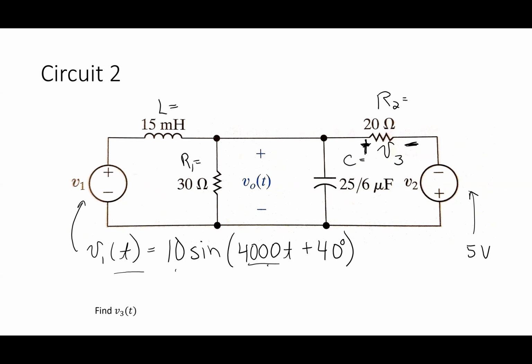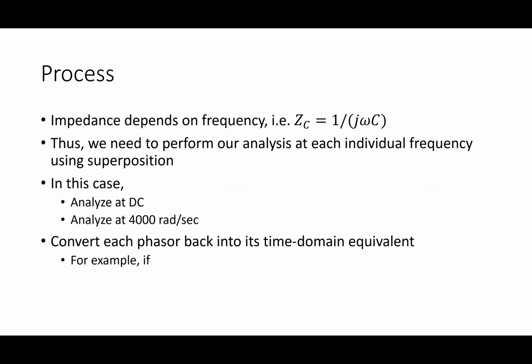If I want to do steady state analysis, I got to get the phasor for V3 at DC, 5 volts, and at 4,000 radians per second. So in this case, I analyze the DC, I analyze the 4,000 radians per second, and then I convert them back into the time domain. So one question is at DC, what frequency are we talking about? We're talking about omega equal to 0.